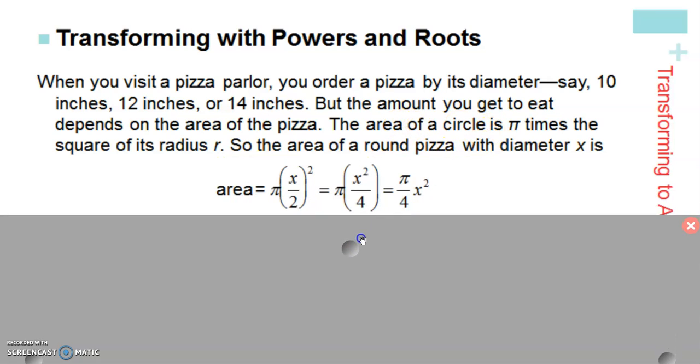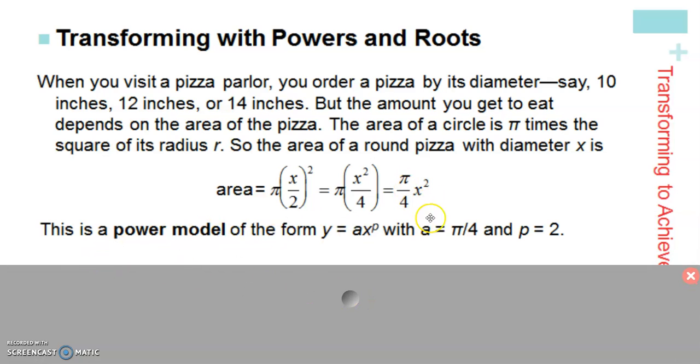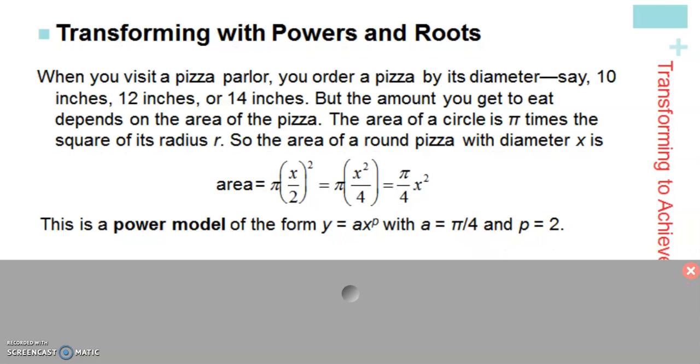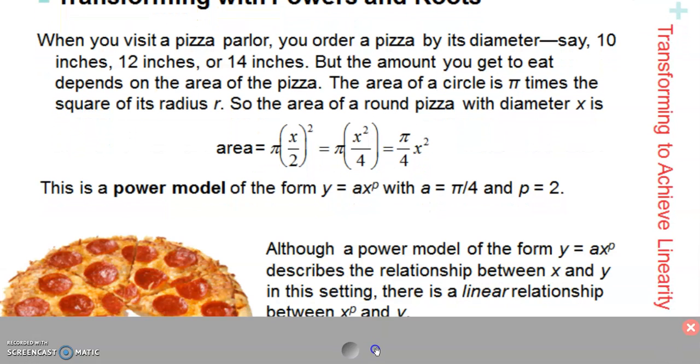So if the diameter is x, you need to take half of the diameter, that's the radius, square it, and multiply it by pi. If you square x over 2, you get x squared over 4, and then you can combine those into a single fraction or multiply them together, and that's another way to write it: pi over 4 times x squared. Now this equation is called a power model of this form, y equals a times x to the power of p, where a is pi over 4 and p, the power, is 2.